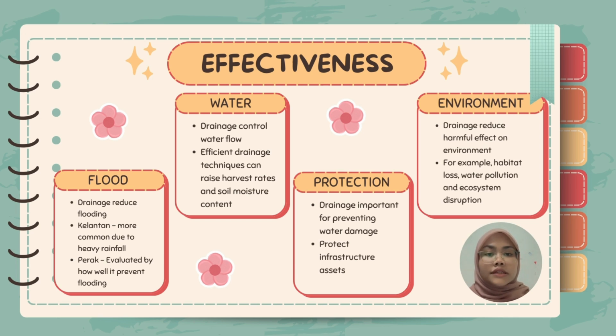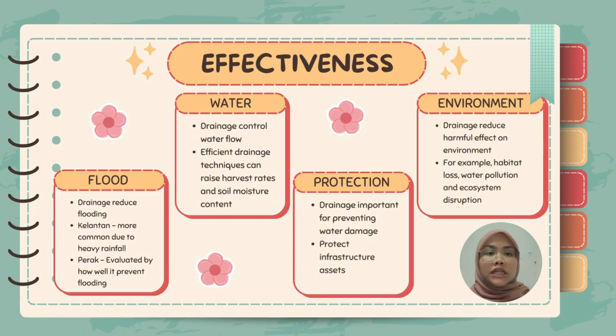I am Nur Shakira and will present about the effectiveness of the drainage. First, flood. The drainage reduces flooding in Kelantan and Perak. As we know, in Kelantan, flooding is more common due to heavy rainfall, and in Perak it is evaluated by how well the drainage prevents flooding. The second one is water management. Drainage controls water flow in Kelantan and Perak.